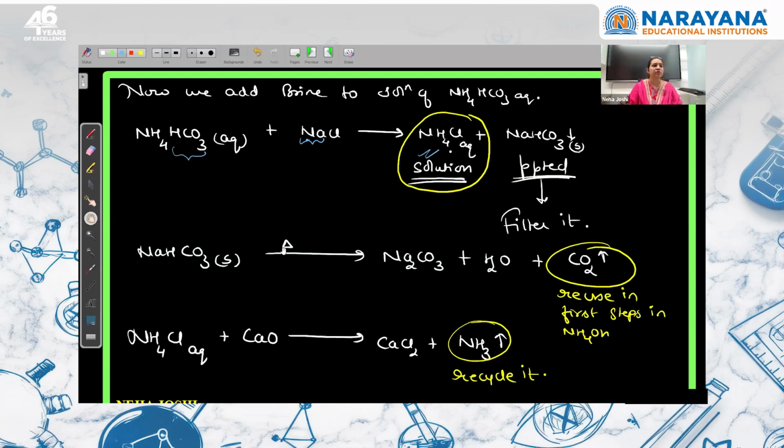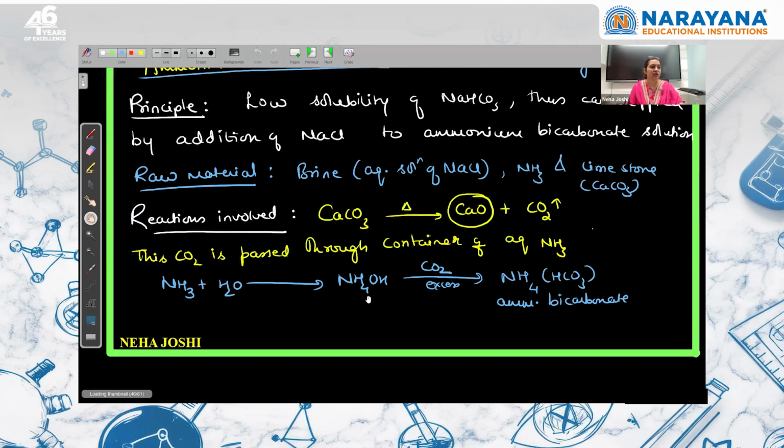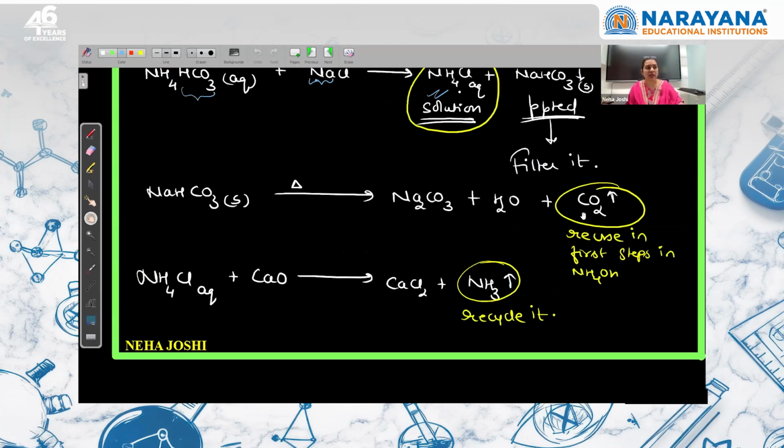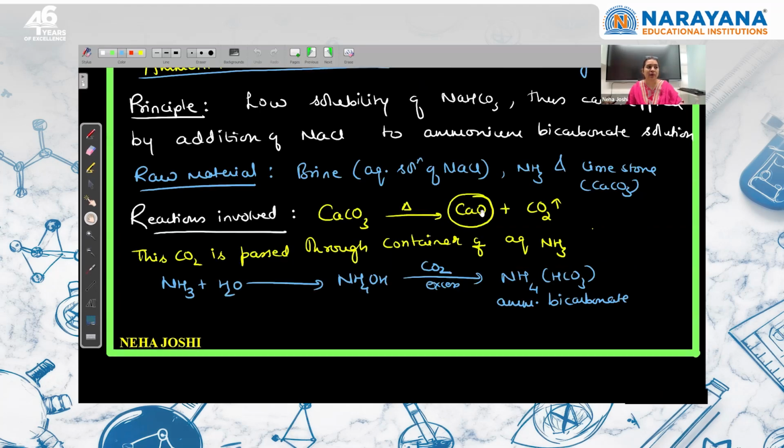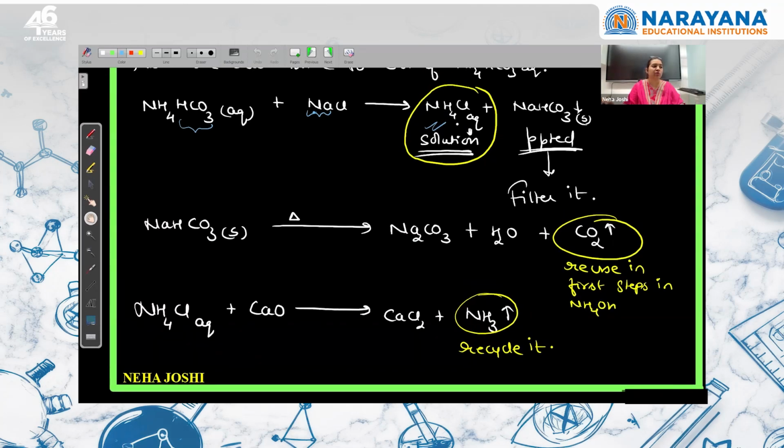We filter this precipitate, we take it out of the medium and then we heat it in dry state. When you heat it, then bicarbonate is converted to carbonate. CO2 is again released. We do not lose it, we reuse it and take it back to our first stage where CO2 was passed through aqueous ammonia container. Okay, plus we also had CaO as byproduct on heating of CaCO3. We do not throw away this CaO also. We add this CaO into this leftover solution of ammonium chloride.